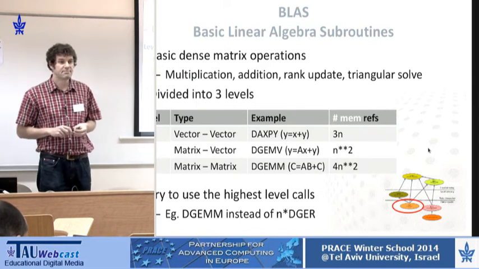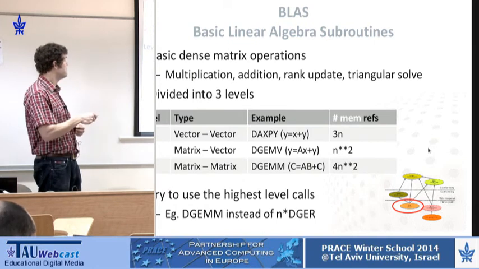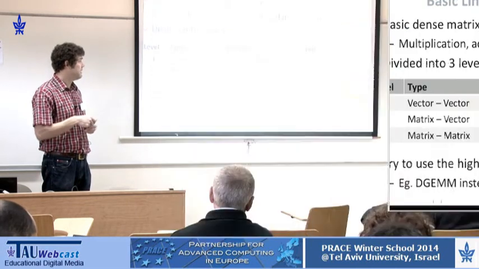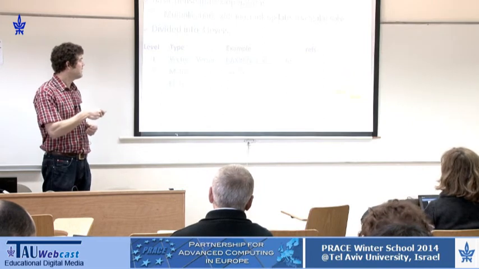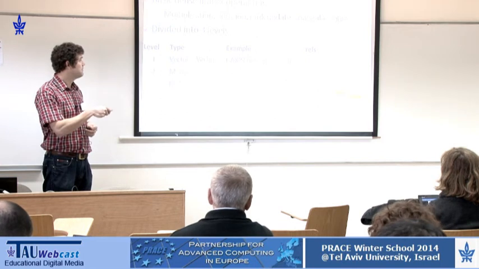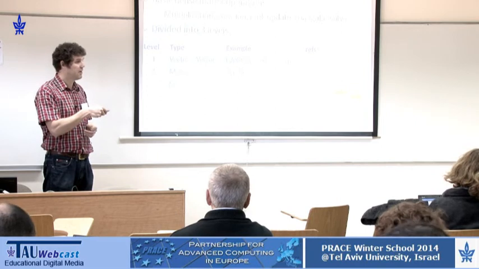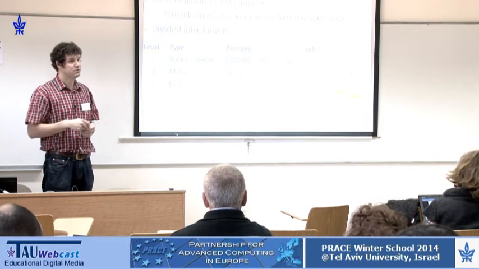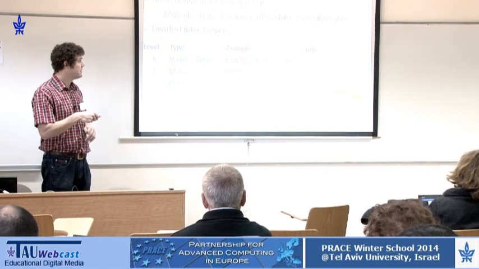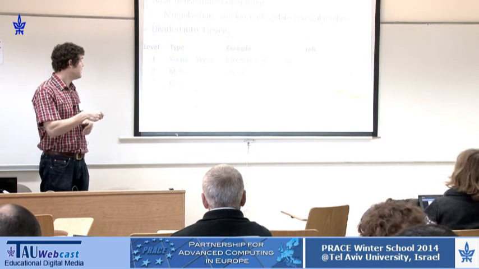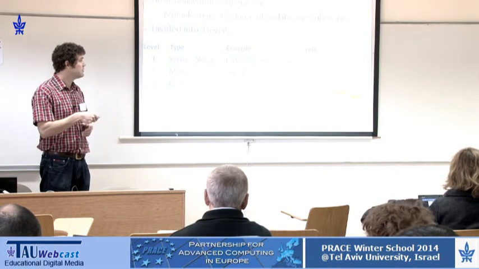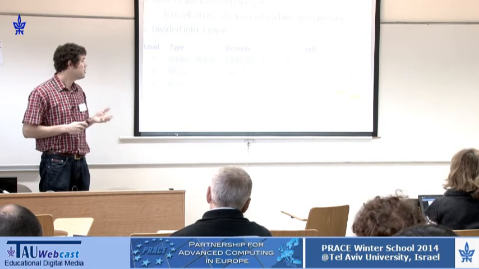These BLAS routines can be divided into three different levels. There are vector-vector operations, level one, matrix-vector, and matrix-matrix. You can also see that the first ones are typically memory-bound algorithms. The memory references per operation are something like 3n, while the actual floating point operations are proportional to n. For matrix-vector, the memory references are proportional to n squared, and the computational intensity is also n squared. For the matrix-matrix operations, the memory references still scale quadratically with matrix dimension, while the actual computation scales cubically, so it's n to the power of 3.